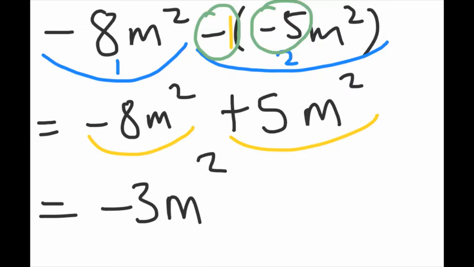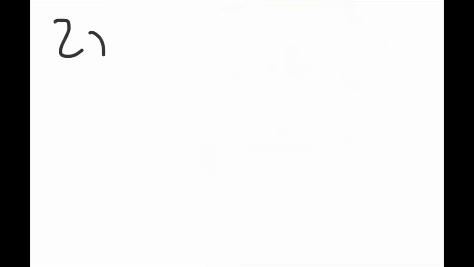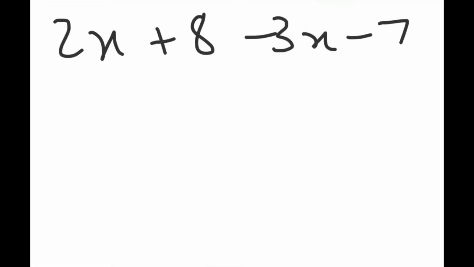Okay, let's do another bigger one. 2x plus 8 minus 3x minus 7. Why I say it's bigger? It's not bigger really. It's just because we're dealing now with negatives as well. 2x, and especially this year, that's just what they want to show you.